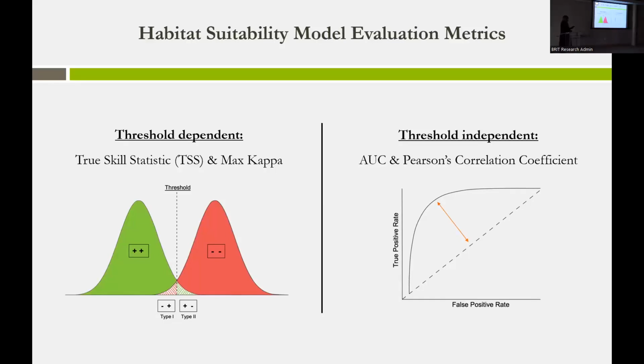We want to find a threshold at which we maximize our true presences that are predicted to be present, and minimize any of the type 1, type 2 error that could occur with misclassification, having absences that are predicted to be present when they're actually not, and then have presences that are predicted to be absent when they do not in fact occur at those locations.